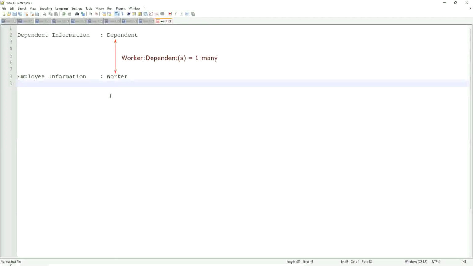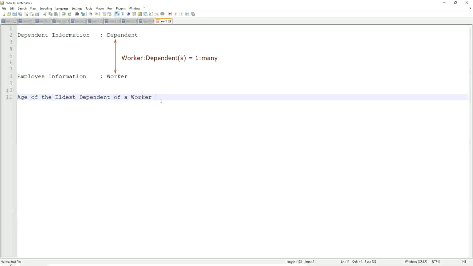Also sometimes you have to do some calculation for your integrations, for your EIBs, for your core connectors, where you have to get the information from the related business object and put it in the main or primary business object. Here, what we are trying to do is find out the age of the eldest dependent of a worker. We are going to do that.